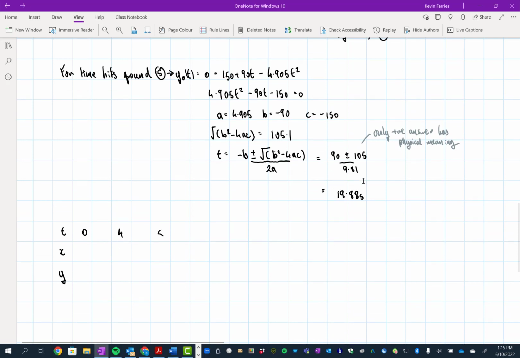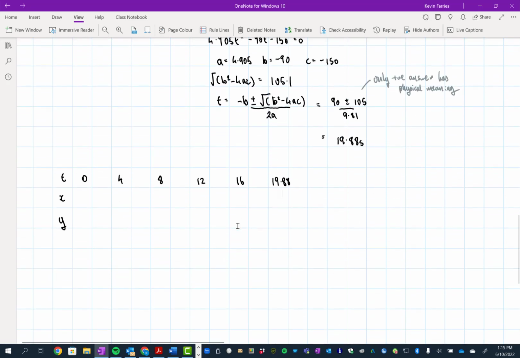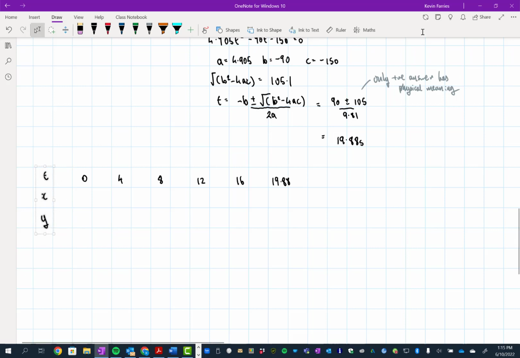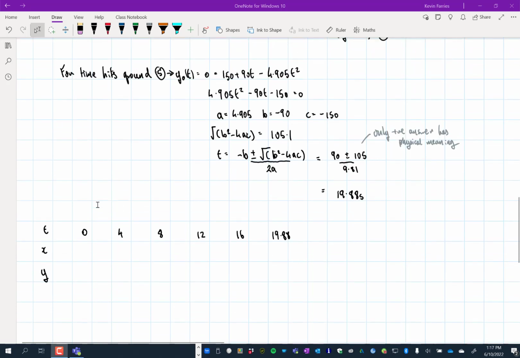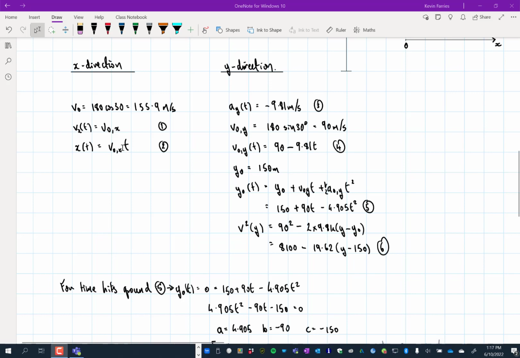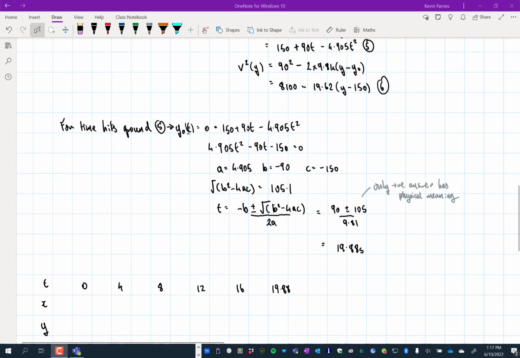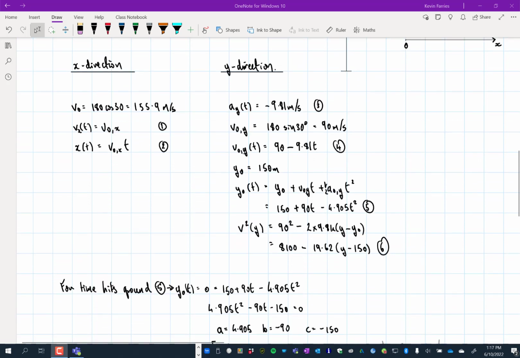So we'll do 4-second intervals. I think it asked for 12, 16, and we would go to 20, but that would be beyond the end of the motion. So we'll just do 19.88 for our last one. Then we're going to figure out x's and y's. So let's get those x's first. Our equation for x is just the velocity times time, and the velocity component in the x direction was, I should have written that in really. So let's just do that now.